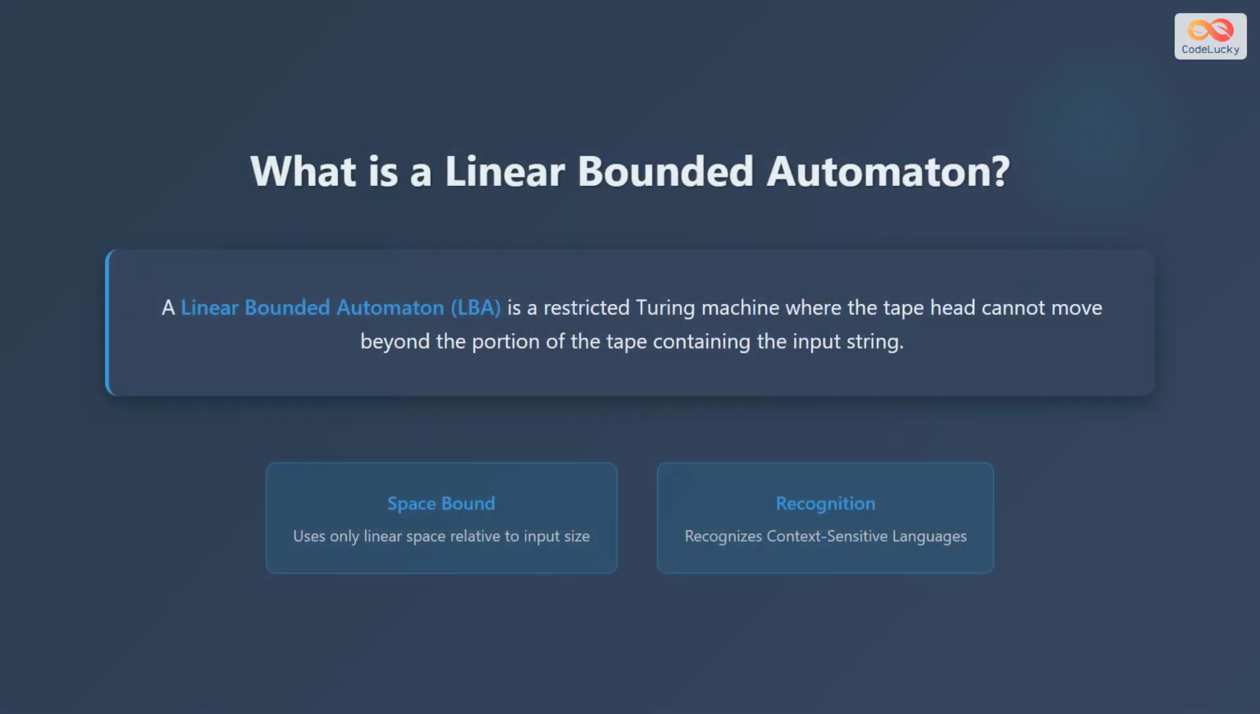So, what exactly is a linear bounded automaton? It is essentially a restricted form of a Turing machine. The key restriction is that the tape head cannot move beyond the portion of the tape that contains the original input string, meaning it can only use the space occupied by the input. Therefore, its space is bounded linearly. It only uses linear space relative to the input size and recognizes context-sensitive languages.